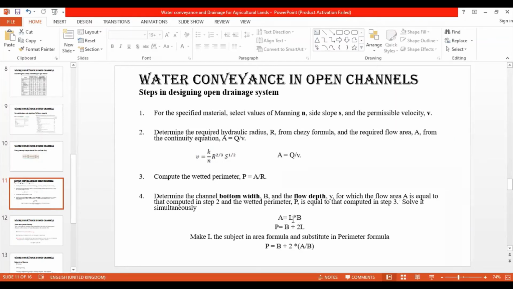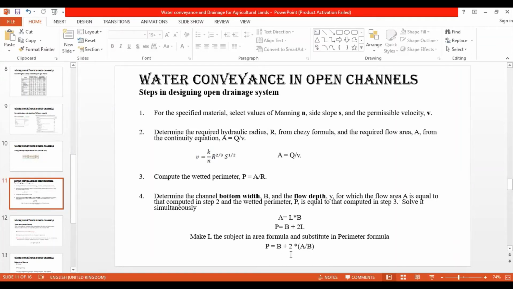So these two are also found in the formula for perimeter. Since you have the value for your area and the value for your perimeter, you can solve these two equations simultaneously using simultaneous equations. From the area formula, you can make L the subject of the formula, and then replace it into the perimeter formula. Then the only unknown you will have is your breadth, which is how wide your channel is.